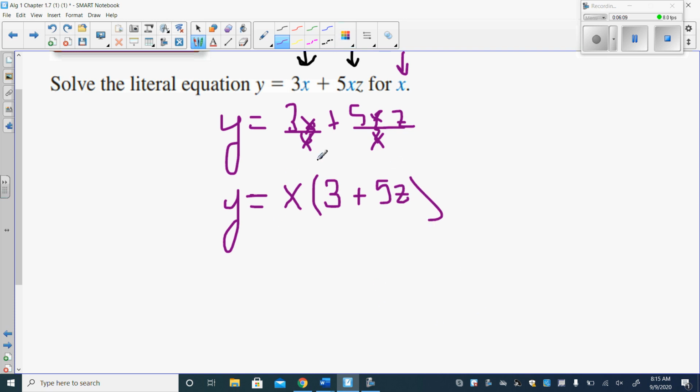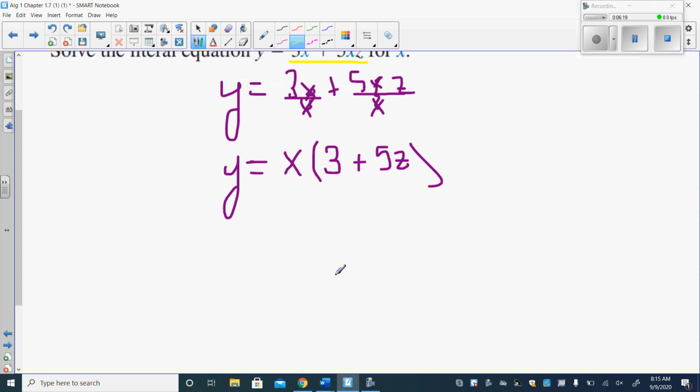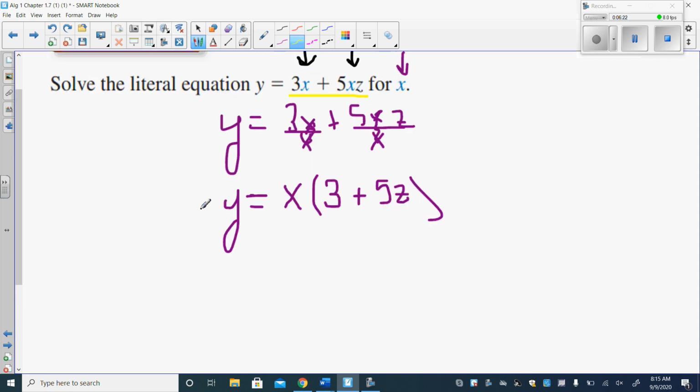And the reason this works is because if we were to multiply it back out, we're not going to, but if we did multiply through back out, we would end up back with what we started with, 3x plus 5z. Now the reason we did this step here is because we want to get x by itself, or get closer to it, because now I have x times this whole term here. So I have x times 3 plus 5z. So I went from having 2 x terms to now having just an x term.